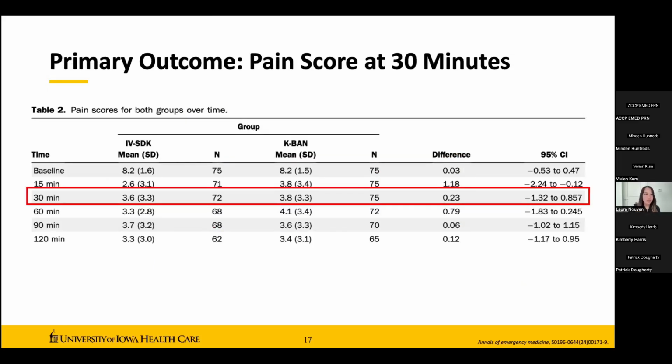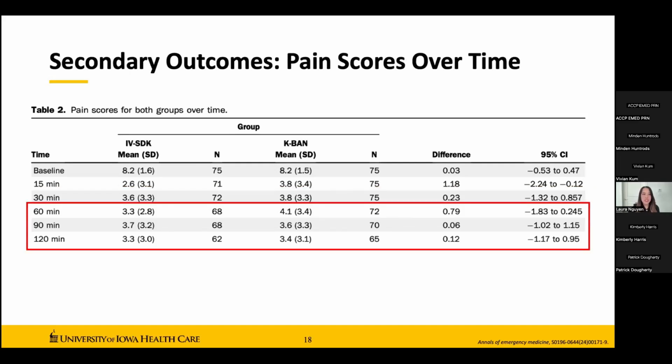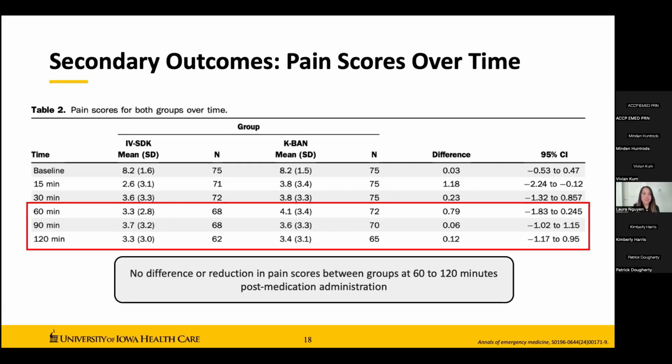Now, looking at the primary outcome, the nebulized ketamine group had a pain reduction from 8.2 to 3.8, whereas the IV ketamine group had a decreased pain from 8.2 to 3.6. So this was not statistically significant, as the mean difference was 0.23, and they were looking for a difference of at least 1.3 between the groups. And moving on to the secondary outcomes, starting with the pain scores over time, there was essentially no difference in pain scores at 60 and 120 minutes post-medication administration.